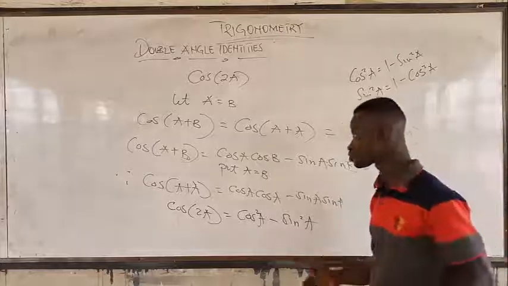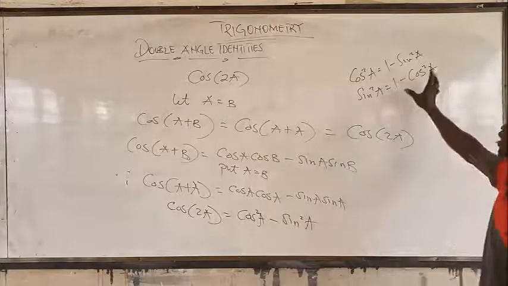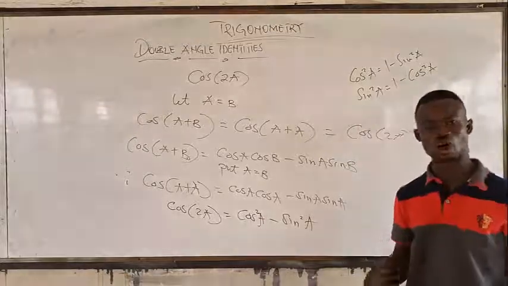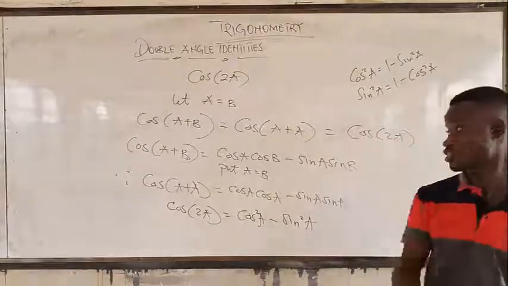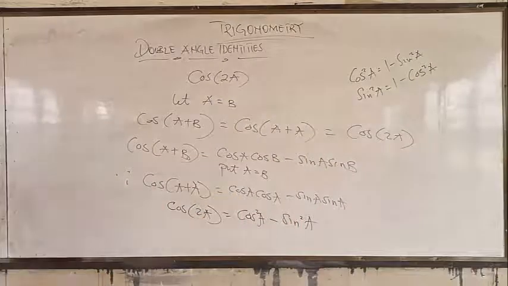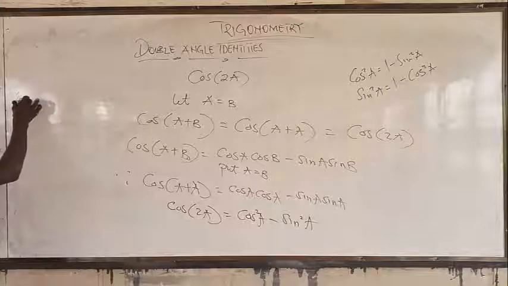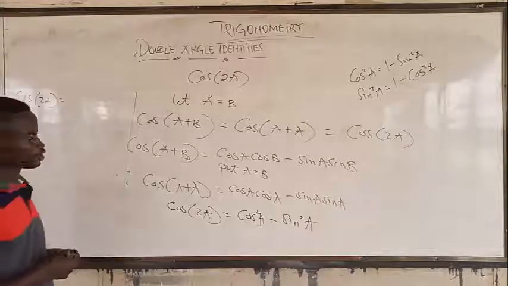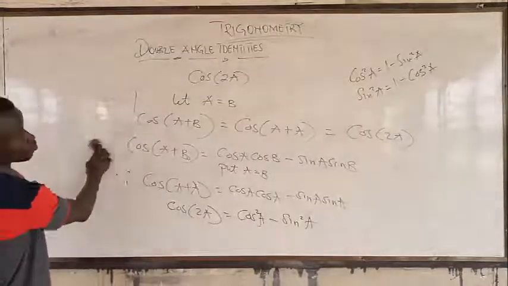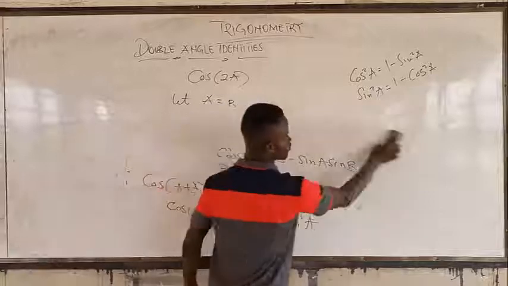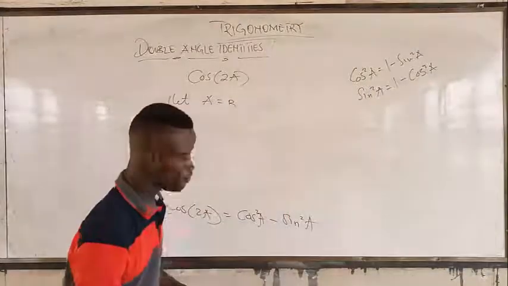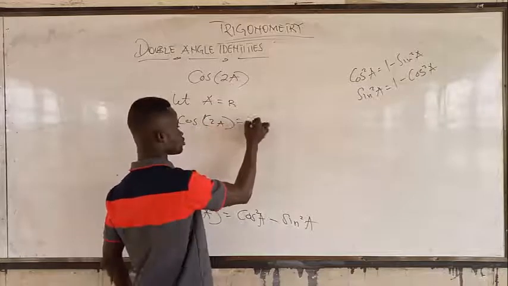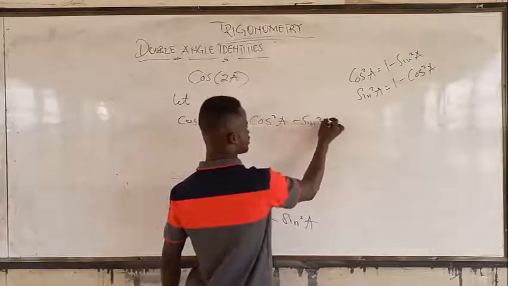So if this is equal to this, then we can replace cos square A by this, or sin square A by this. So for the double angle cos 2A, we can get three expressions. Very good. So we can also get cos 2A. Now, cos 2A is equal to cos square A minus sin square A.